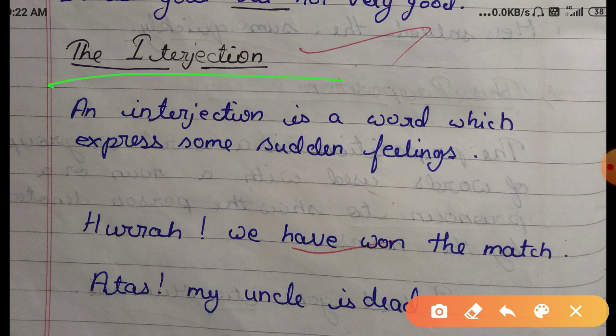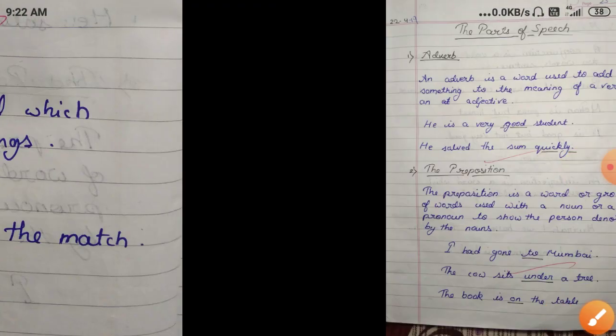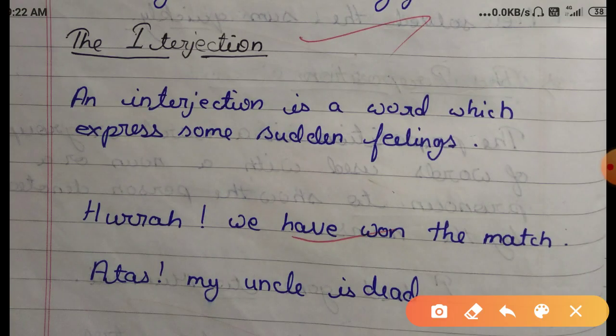Now next comes interjection. An interjection is a word which expresses some sudden feelings. Examples: hooray, we have won the match. Here, hooray is the interjection. Next example is alas, my uncle is dead. Here, alas is the interjection.